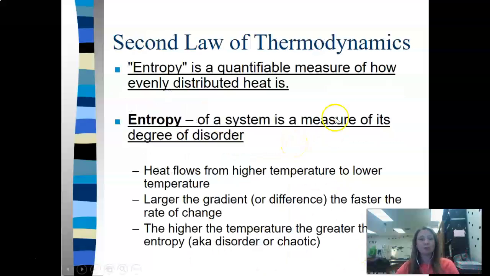The second law of thermodynamics is where I want to stay here and talk a little bit more, which brings us into an interesting vocabulary word called entropy. And entropy is just the quantifiable measure of how evenly distributed heat is. That is a mouthful to say, so let me read it again. Entropy is a quantifiable measure of how evenly distributed heat is.